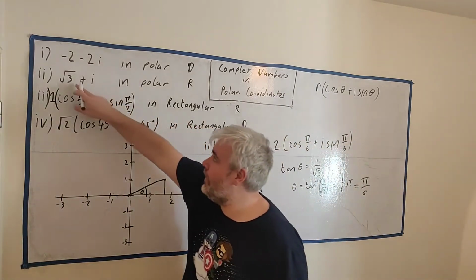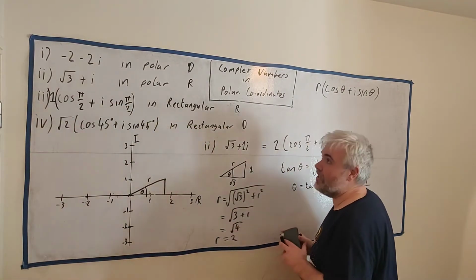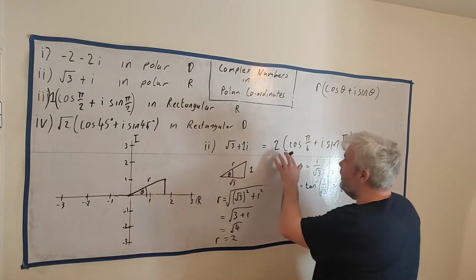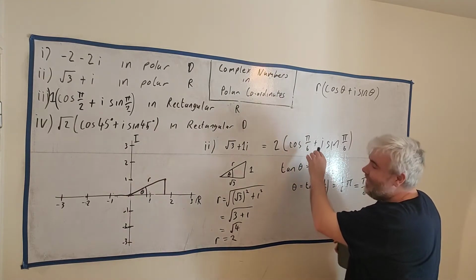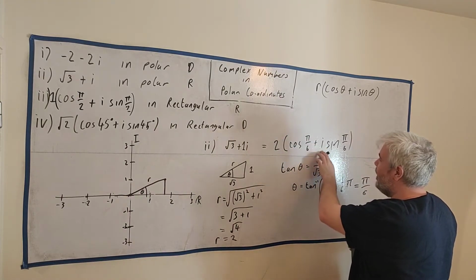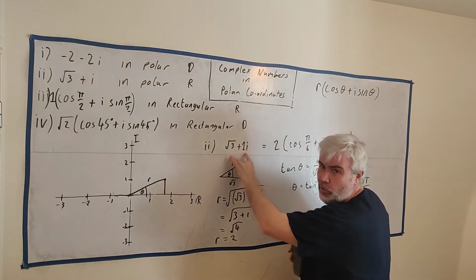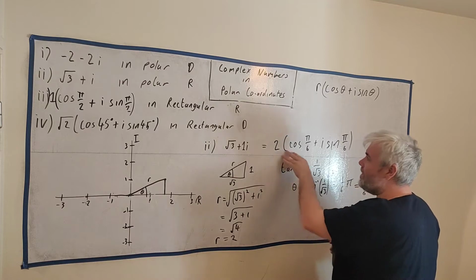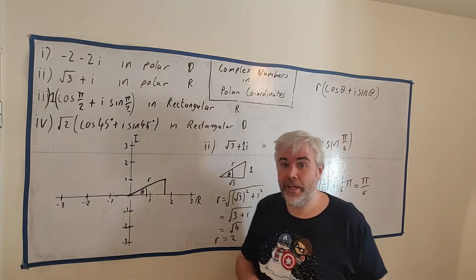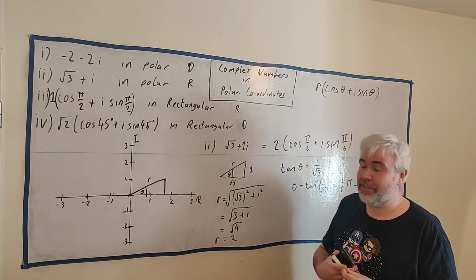That's the same as this question. The same as writing square root 3 plus i is 2 cosine pi over 6 plus i sine pi over 6. I know this looks easier. I know this looks shorter. I know it looks crazy to write the answer like that. But it is helpful for so many different things.